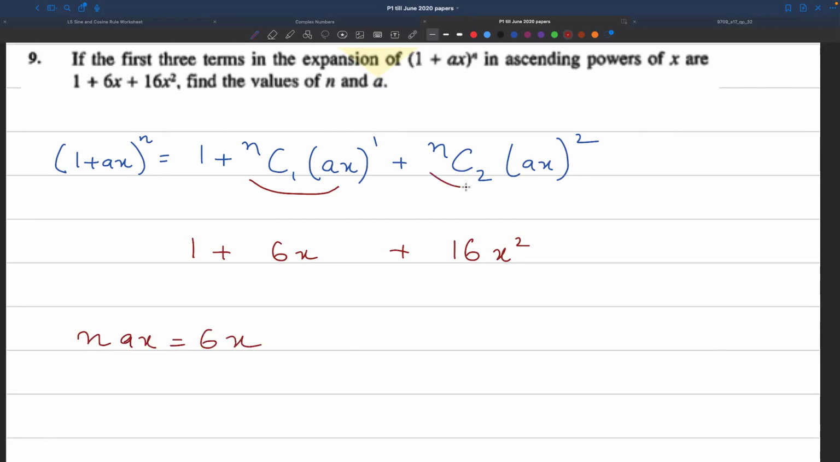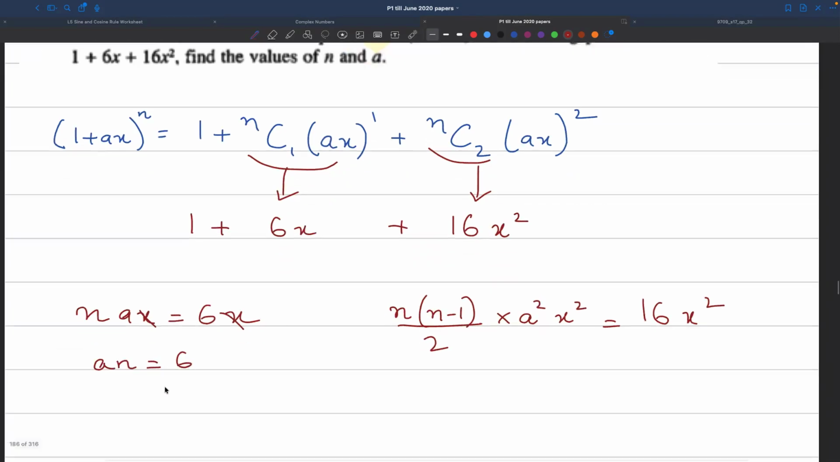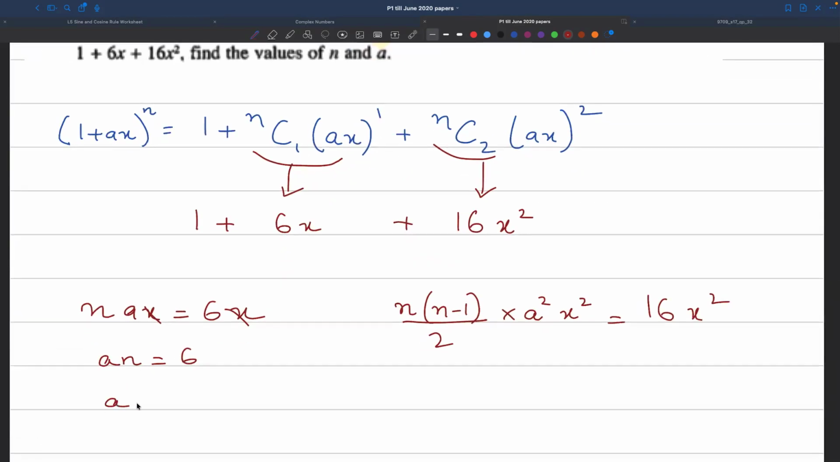And nC2, I hope you people remember from the last class, nC2 is n into (n minus 1) upon 2, multiplied by a²x², and that is equal to 16x². Yes, this term is equal to this term and this term is equal to this. x and x cancel. So an is equal to 6. I can also say, I mean, I can take any substitution, a is equal to 6 upon n, or n is equal to 6 upon a.